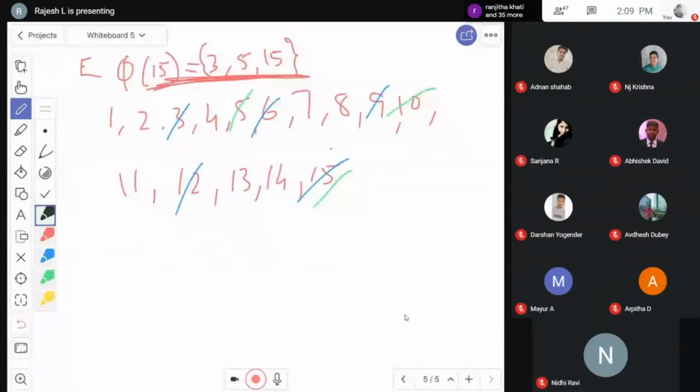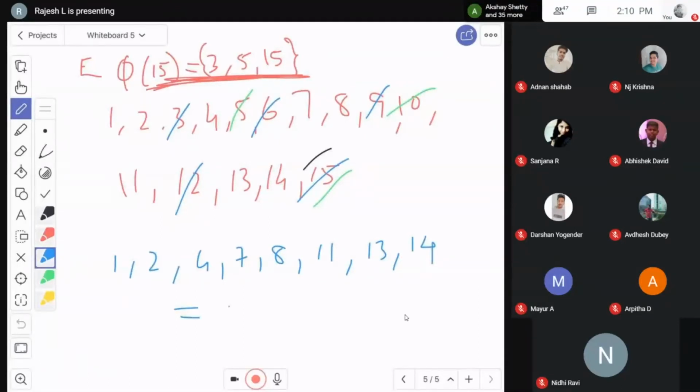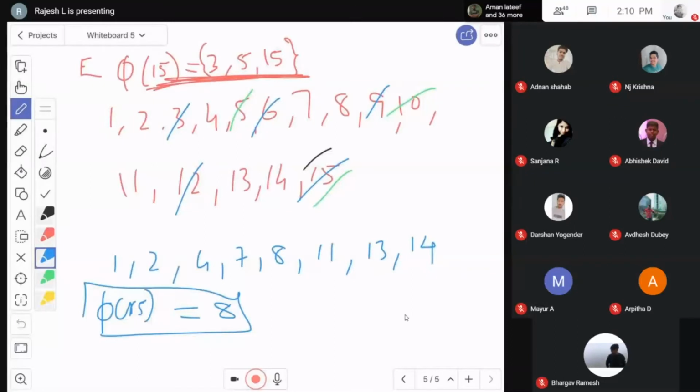So which numbers are left out? The left out numbers are 1, 2, 4, 7, 8, 11, 13, 14. How many numbers are there? 1, 2, 3, 4, 5, 6, 7, 8. So the Euler totient function of 15 is equal to 8. 8 numbers are there. These 8 numbers are considered as the values of the Euler totient function.